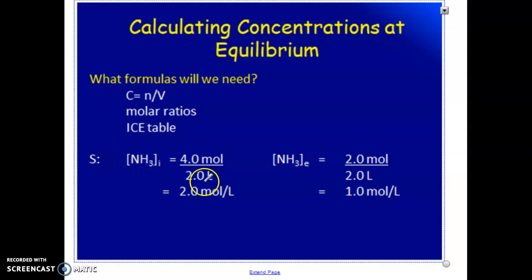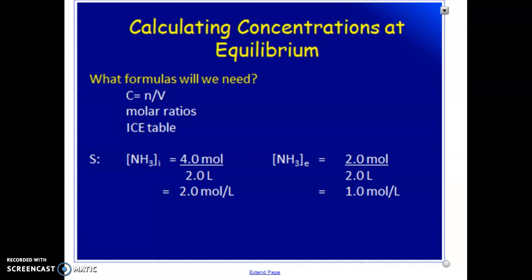So the first thing we're doing here is our concentration for our initial ammonia. So it's moles per liter, so 4 moles over 2 liters. So we have our initial. And our equilibrium concentration is our equilibrium moles, and the container is staying the same size. So our new concentration at the end of equilibrium is 1 mole per liter.